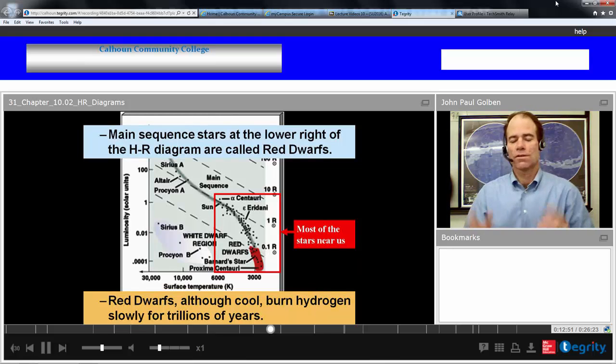Red dwarfs are on the main sequence, so they're doing the same thing that our Sun is doing. They're burning hydrogen into helium, but they're doing it more slowly. So they're going to last for trillions of years. They're going to last much longer than our Sun because they are smaller and they're burning hydrogen into helium very slowly. And so they're not as luminous as our Sun, but they're also going to stay around for quite a while.